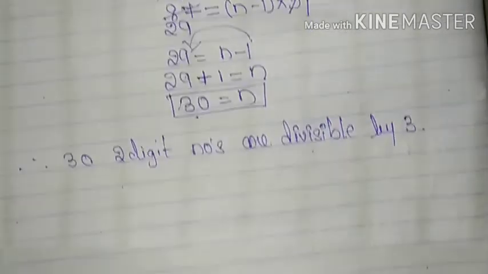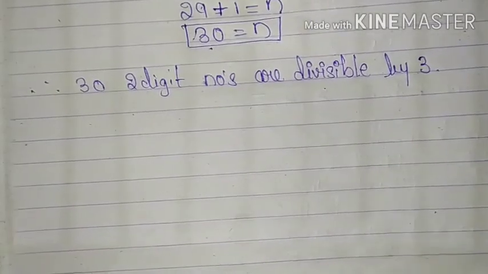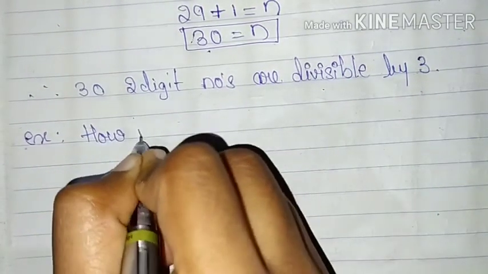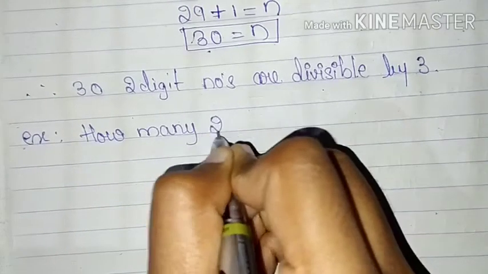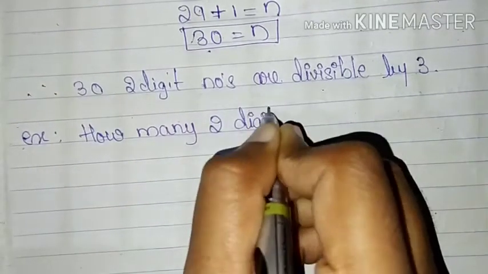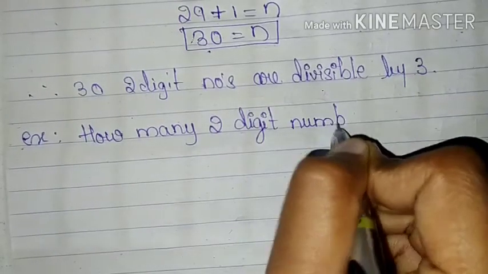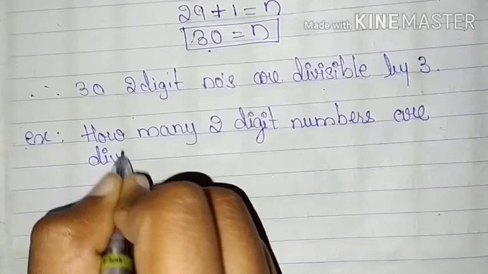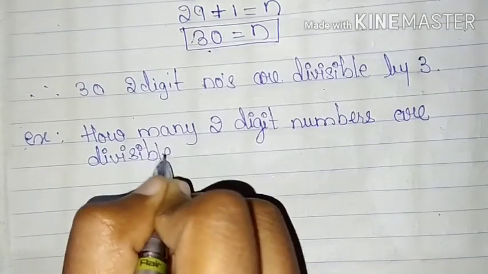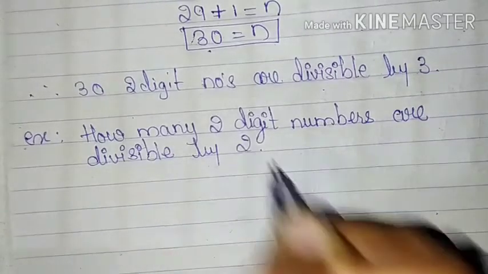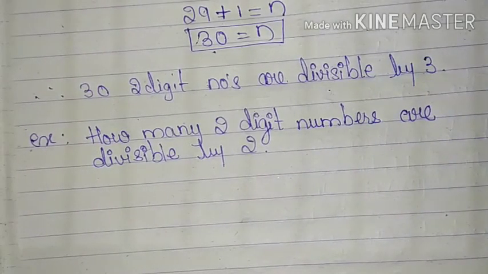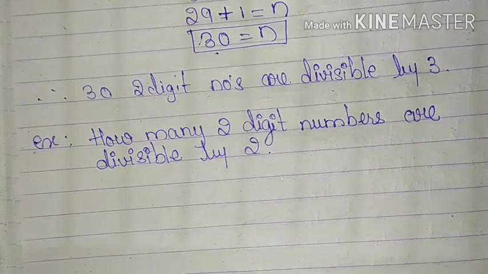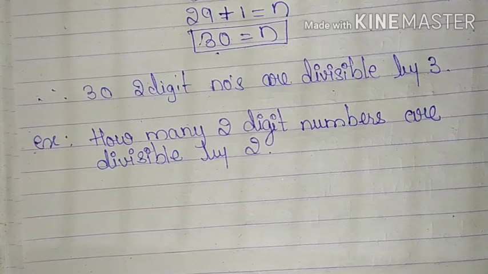Okay, let me give you another question. Pause the video and solve it. Write down the example: how many two-digit numbers are divisible by 2? Okay, find out how many two-digit numbers are divisible by 2. You have to follow the same method. Okay, pause the video and try solving it.